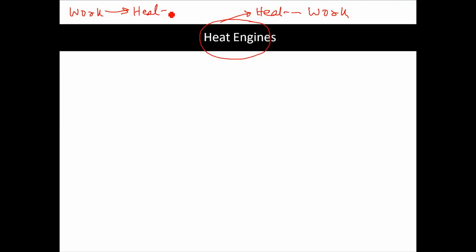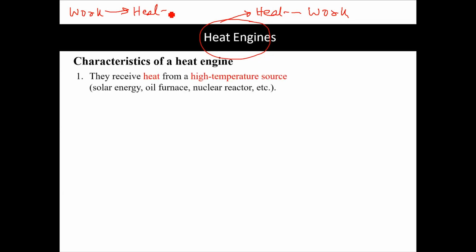engines are the devices that are used, and there are four characteristics of heat engines that must be met in order for a heat engine to operate. The first characteristic was that the heat engines receive heat from a high temperature source. This could be solar energy, oil furnace, nuclear reactor, or some other source. So they receive heat. Since heat has to be converted into work, heat from a high temperature source is necessary.